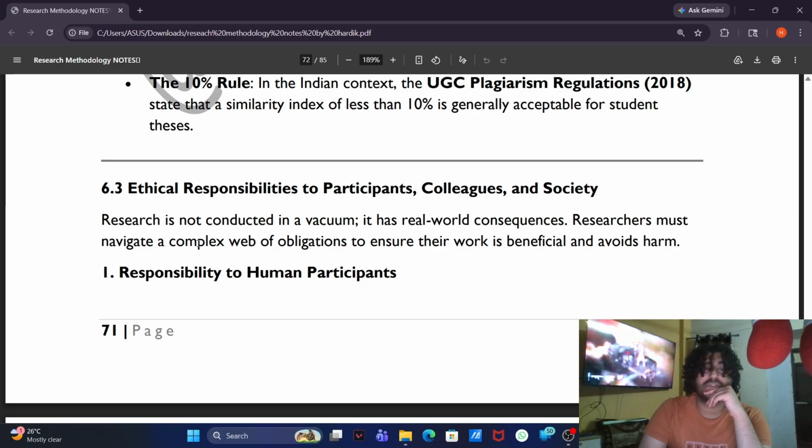Research is not conducted in a vacuum. It has real world consequences too. Researchers must navigate a complex web of obligations to ensure their work is beneficial and avoids harm.